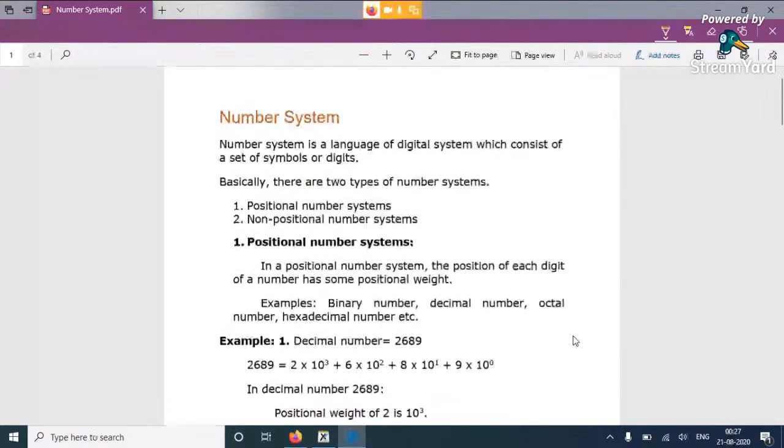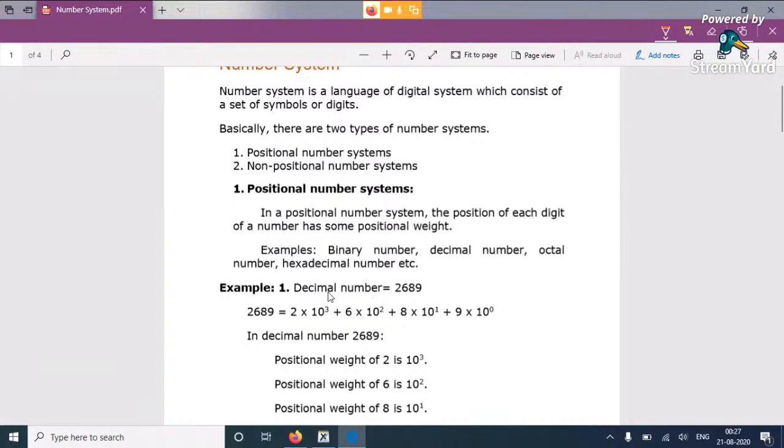So you see example one. I'm writing one decimal number, 2689. We can rewrite this expression like 2 into 10 to the power 3 plus 6 into 10 to the power 2 plus 8 into 10 to the power 1 plus 9 into 10 to the power 0, in the decimal number 2689.